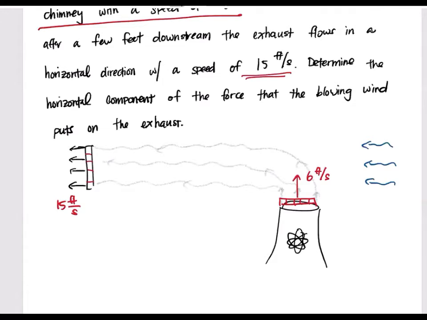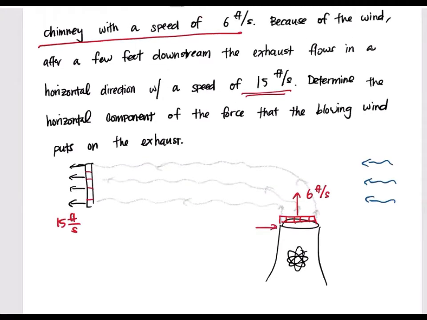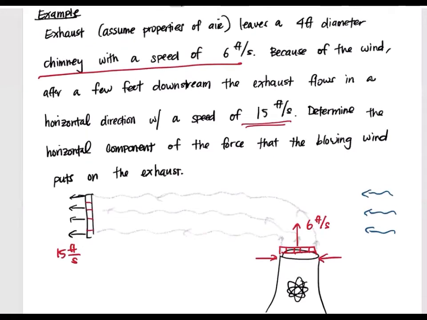Okay, let's see. This is all still provided in the picture. I'm just also trying to correlate that with what's in writing here. We have a 4-foot diameter chimney, okay? And it looks like that is it. Let's see here. Okay, so let's see what else is given.